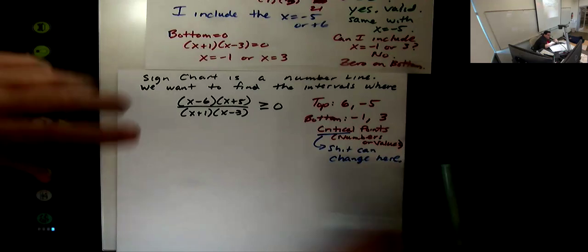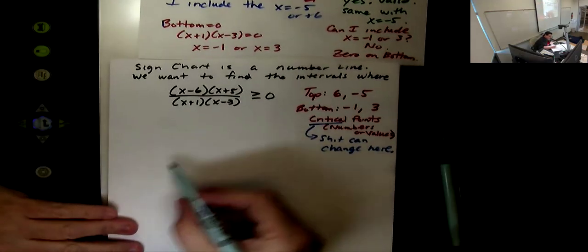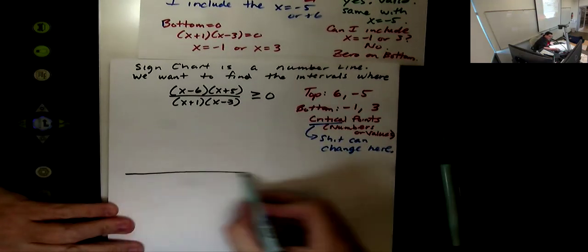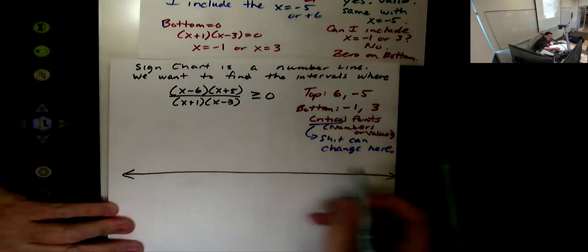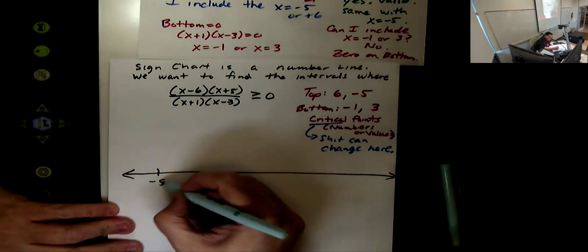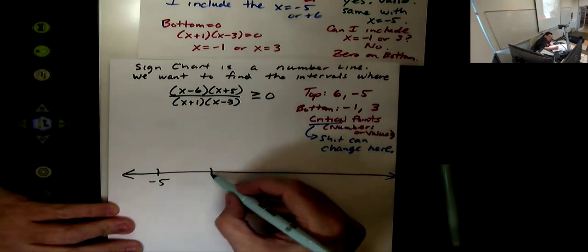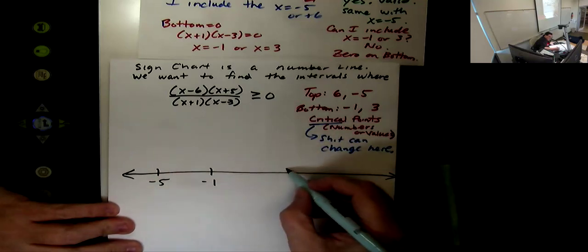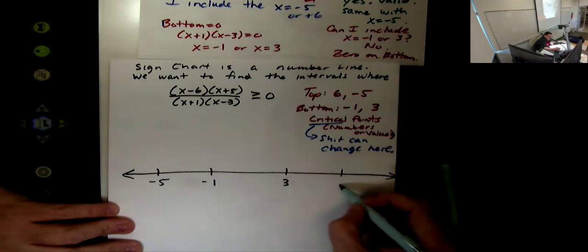So what we do is we make a number line with those values on there. And -5 is the lowest one. And then I got -1. And then I got 3. And I got 6.